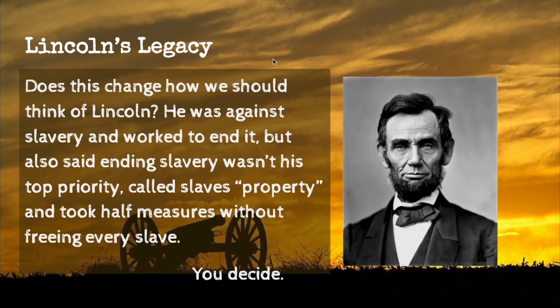This brings up a lot of questions about how we should think about Lincoln. He was against slavery and he worked to end it, but he also said that ending slavery wasn't his top priority, and he called slaves property and took half measures without freeing every slave. So you get to decide how you want to think about Lincoln. He wasn't a perfect saint. He wasn't the shining star of morality. He was a very complicated person. You get to decide how you think of him. That's up to you.